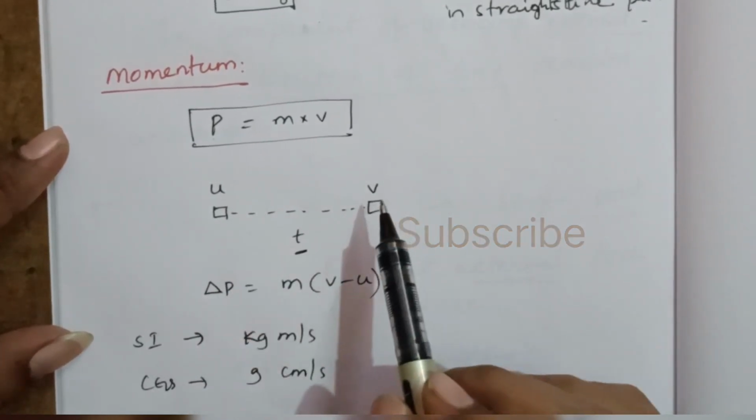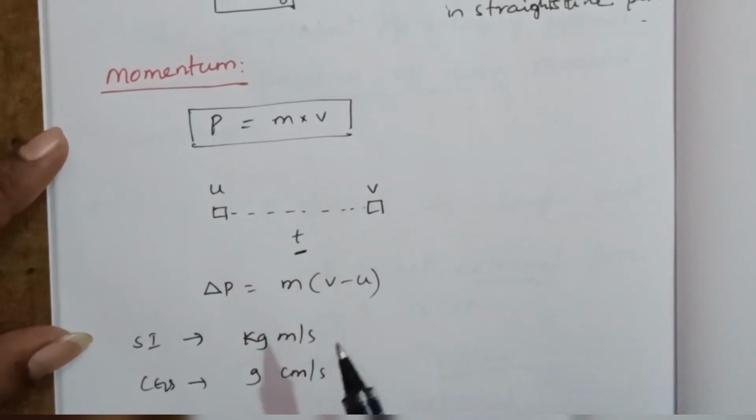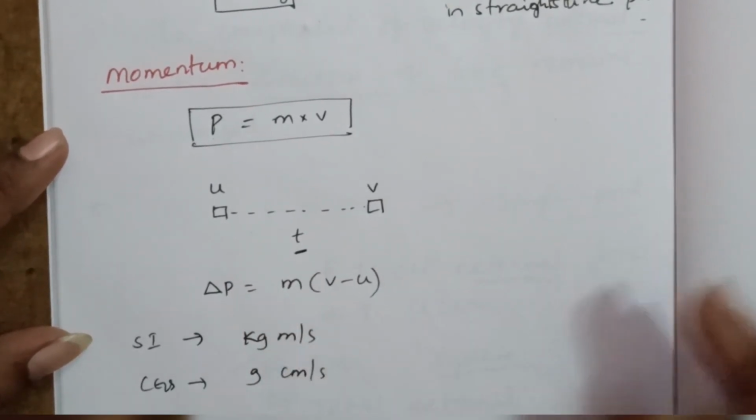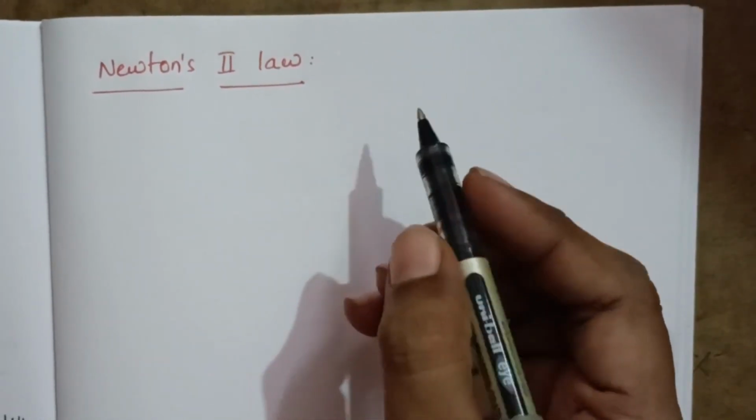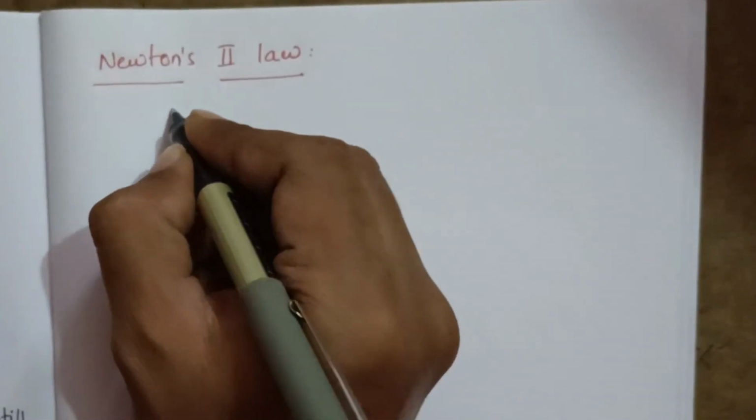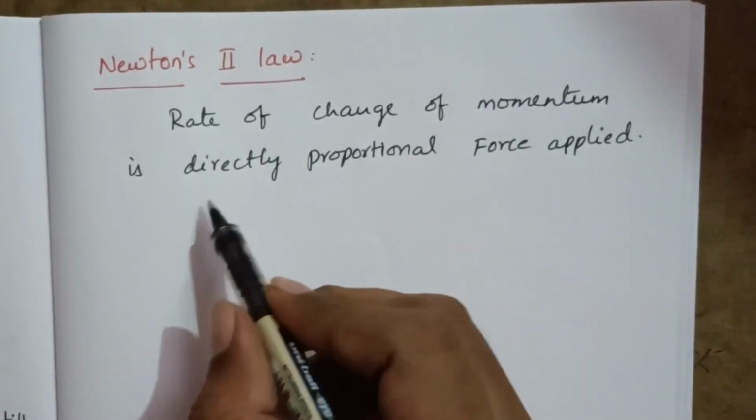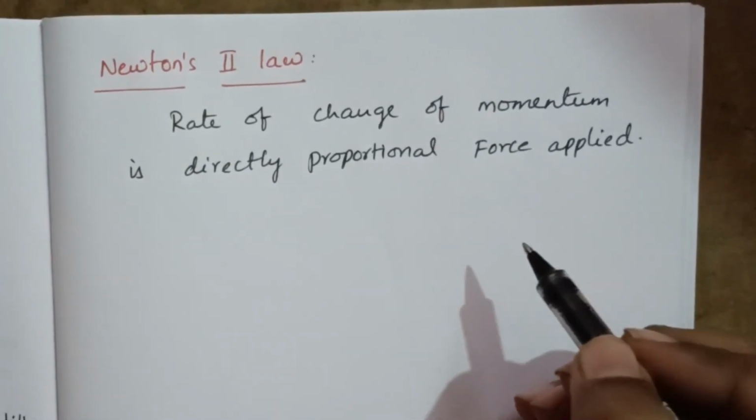Now this change in momentum in a particular time depends on the force we apply. If you apply more force, more change in momentum in less time. If you apply less force, less change in momentum in a particular time. Next one is Newton's second law.